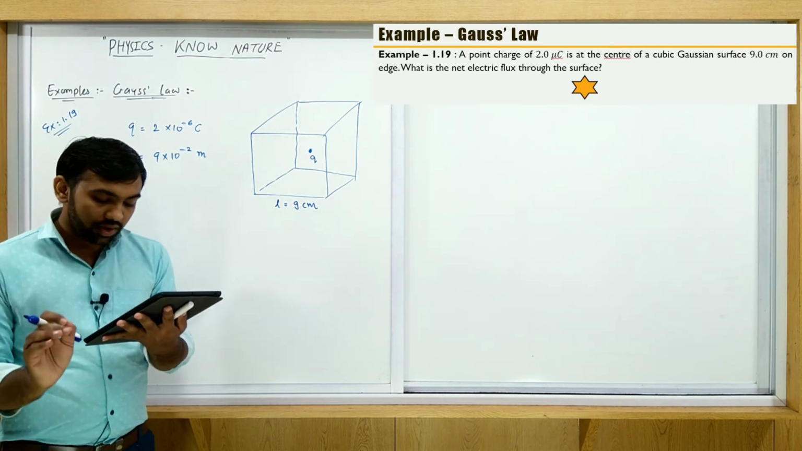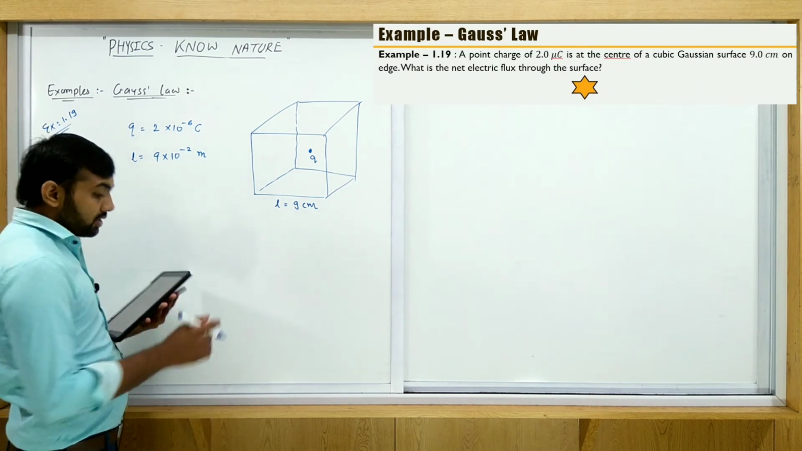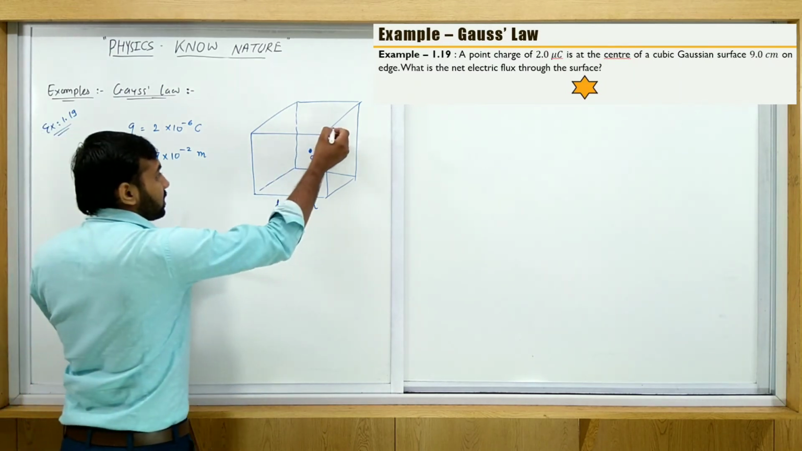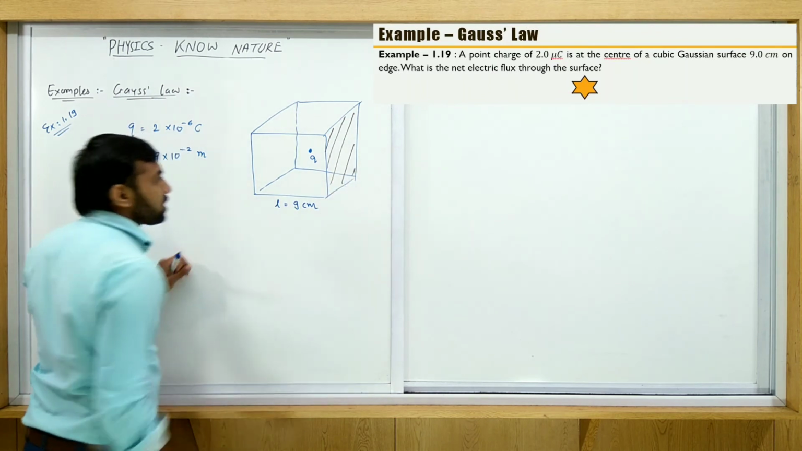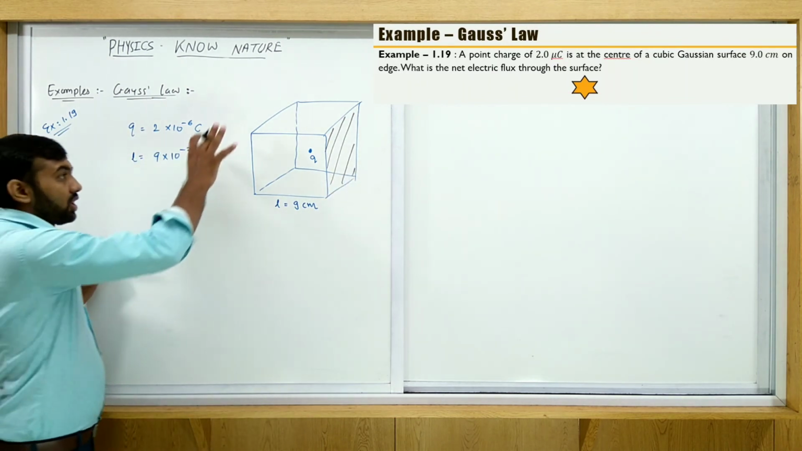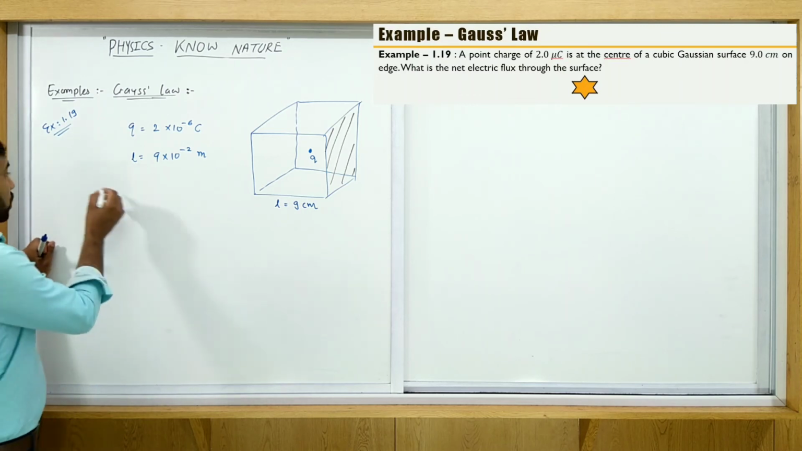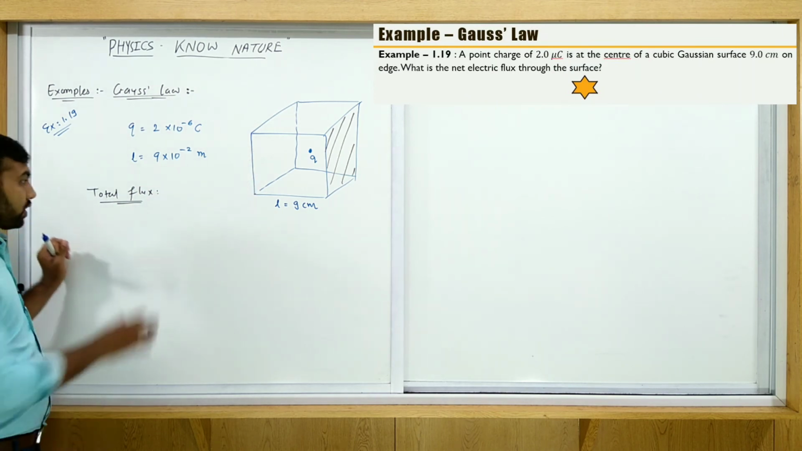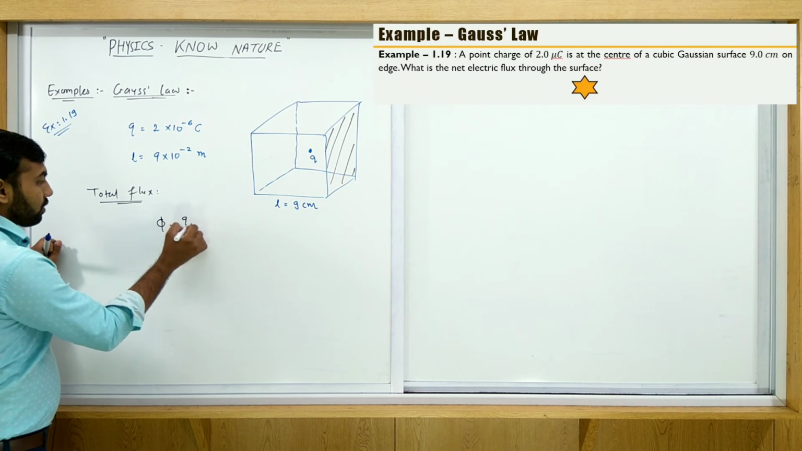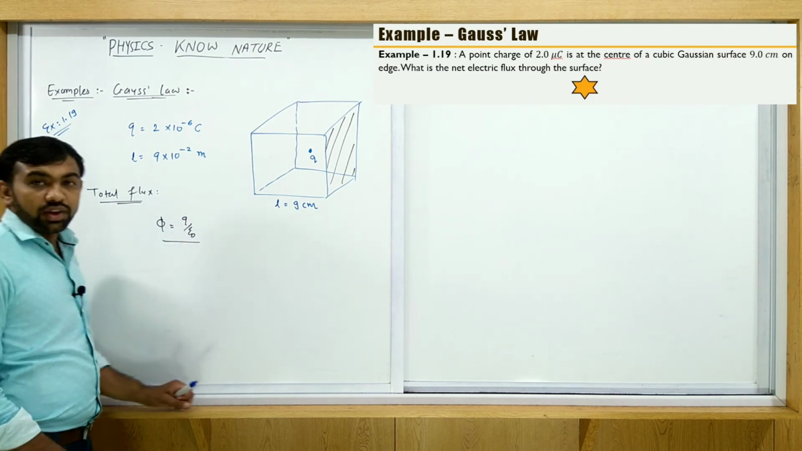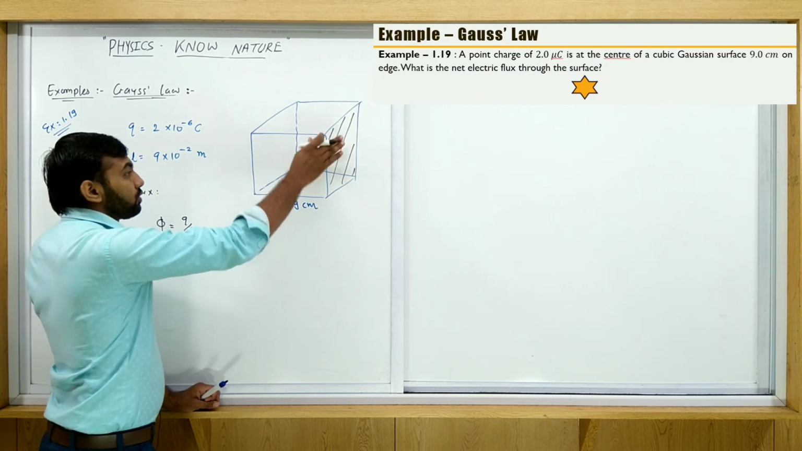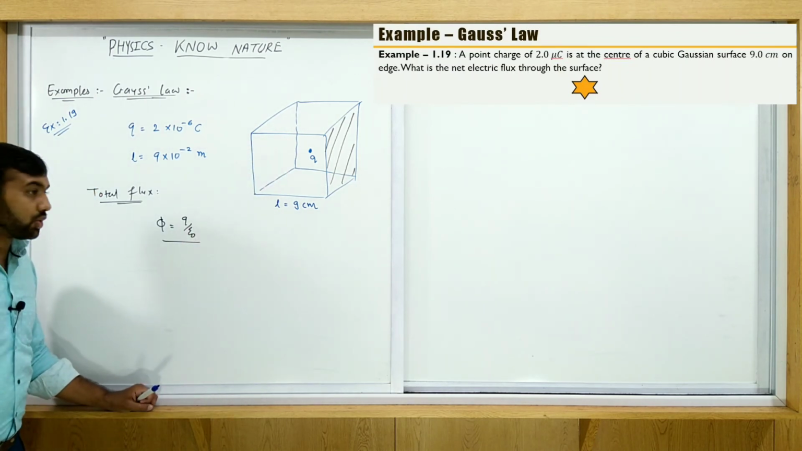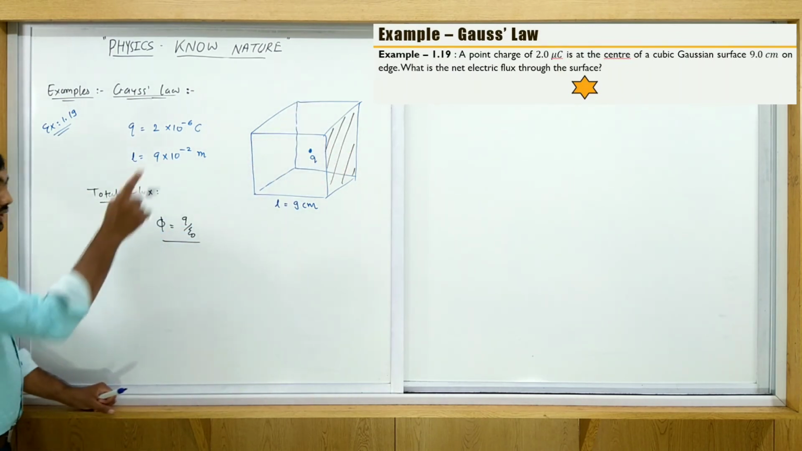What is the net electric flux passing through the surface? If you consider any surface here, we have to find the flux passing through any one surface. Suppose this one, you want the flux passing through this face. So what is the total flux associated with this cube? As we discussed in the previous example, total flux phi is equal to q upon epsilon naught. How many faces are here? 1, 2, 3, 4, front 5 and back 6. So the total flux includes 6 faces. But we need only a single face, so what will it be for a single face?